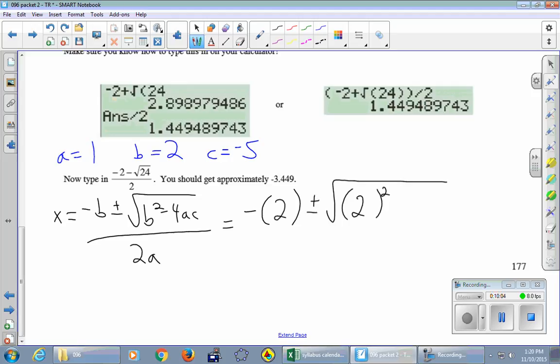Better to go a tiny bit slower and get it right than to save a few seconds and get it wrong. Next part's minus 4ac, minus 4. A and C are numbers. I'll put parentheses.